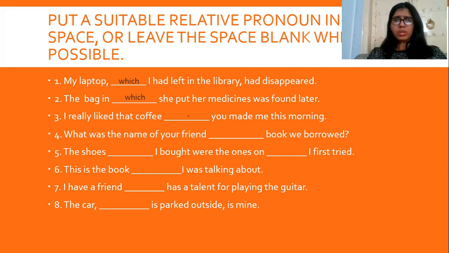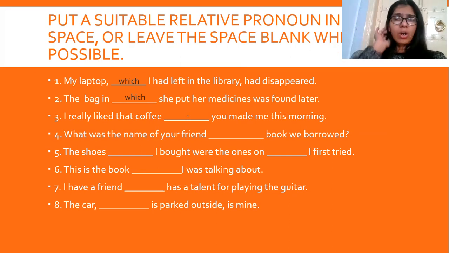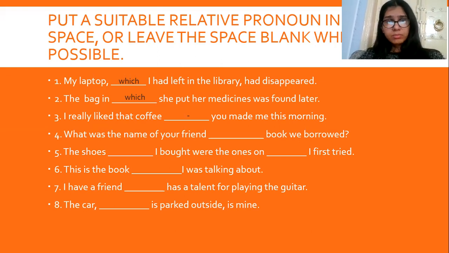Yeah, we are just talking about the coffee that you made this morning. I really like that coffee. There's already a relative pronoun present there, and it is the object that doesn't need a relative pronoun. What was the name of your friend whose book we borrowed, right?